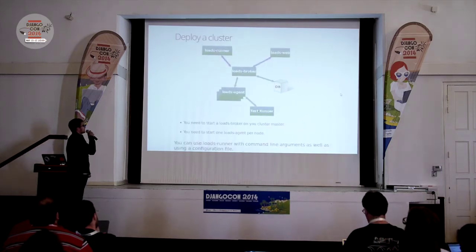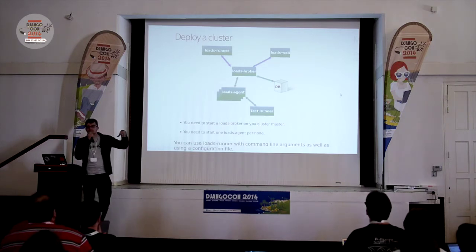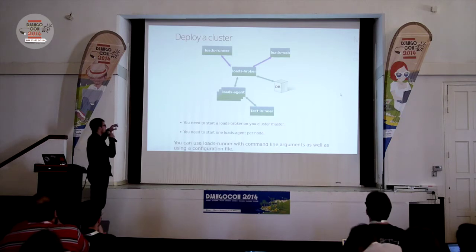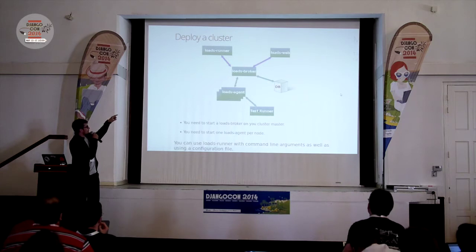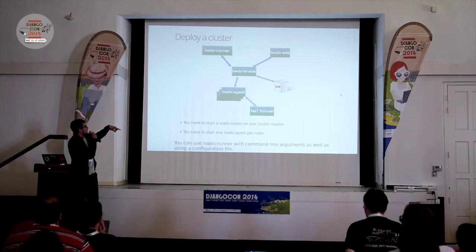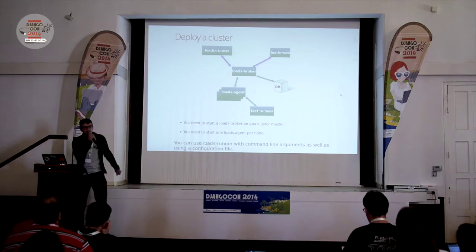So this is the architecture of Loads. You have a broker and you have agents. You can start many agents on many computers, but you can also send them on different ones, and they will all talk with the broker and run the test. And from your computer, you start Loads Runner, and you can get the results from Loads Web.